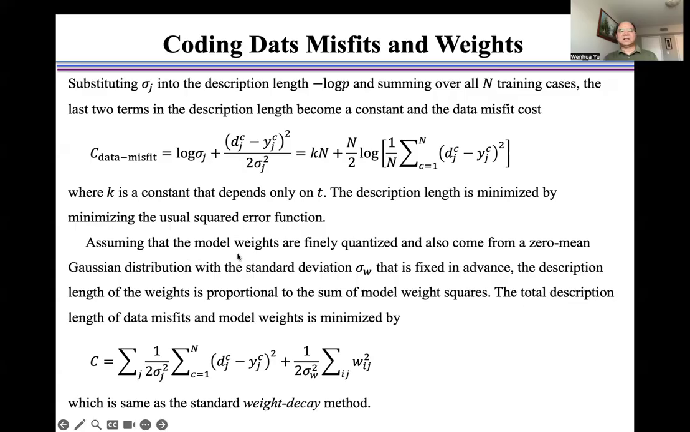Assuming that the model weights are finally quantized and also come from a zero-mean Gaussian distribution with the standard deviation sigma w that is fixed in advance, the description length of the weights is proportional to the sum of the model weight squares, as shown here. The total description length of data misfits and model weights is minimized by this formulation C, which is the same as the standard weight decay method.